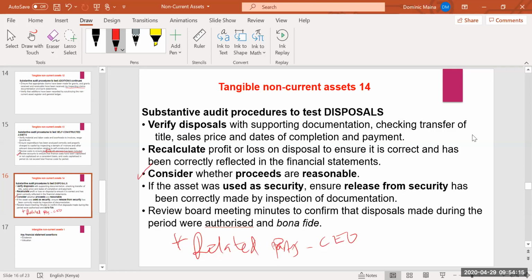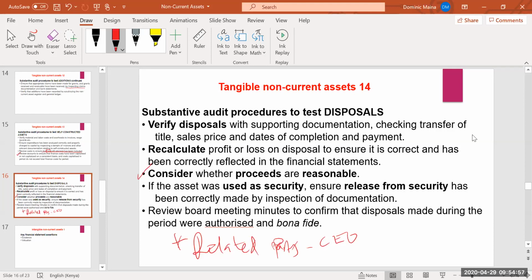How do you know whether they're reasonable? You can simply assess what the market is willing to pay for a similar asset. If it's a motor vehicle, with this model, this mileage, this useful life, how much is the market willing to pay for it? Simply log into some of the car websites and see, then compare what the market is providing versus what the company actually received from that disposal.